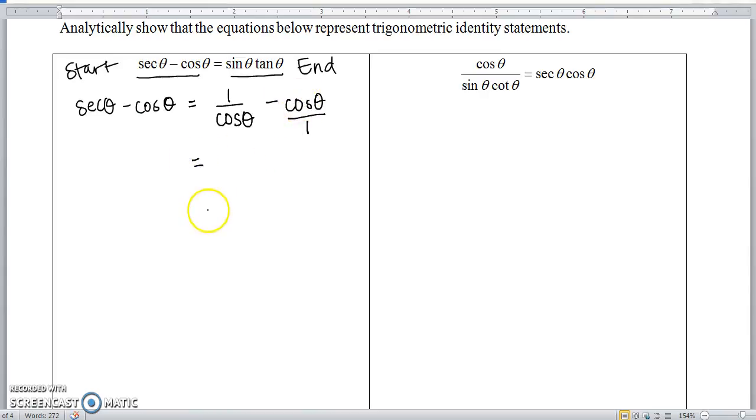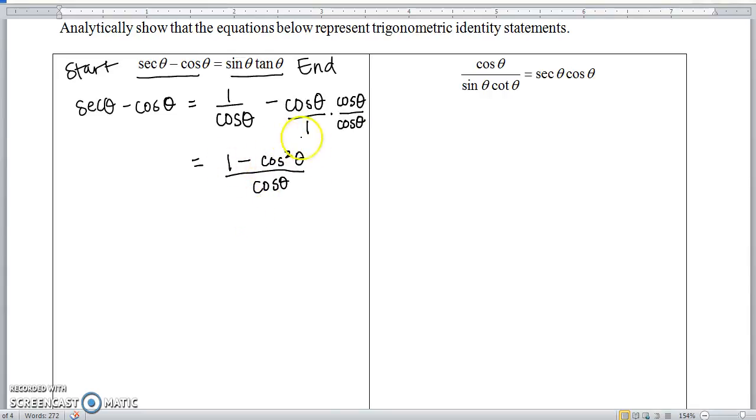So we have two separate fractions, subtracting them. So we really need to find a common denominator. And so that denominator is going to be cosine of theta. So on the second fraction here, we're going to multiply it by cosine of theta over cosine of theta. That way it has a cosine of theta in the denominator. So what we'll have next, if we combine those, is 1 minus cosine squared theta, all divided by cosine of theta. Okay, so I just put those two fractions together. This one was cosine squared over cosine, and then we just subtracted them.